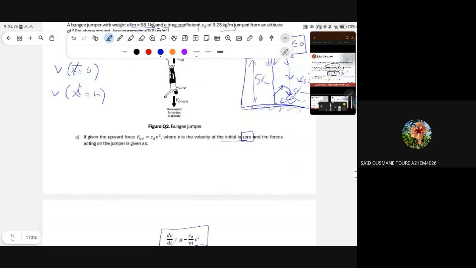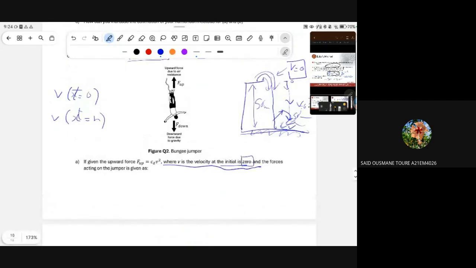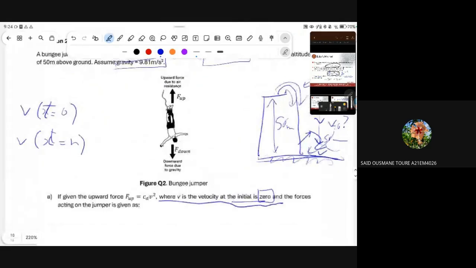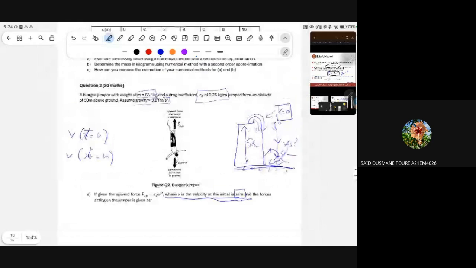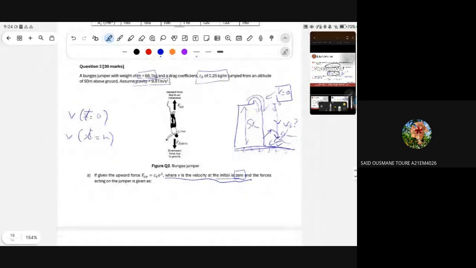So they say V is the velocity, at the initial is 0. So what do you mean by initial? The initial time. The initial altitude is 50, so they cannot say that. They will say initial time. Understand? Is it clear to everyone? He drops at T0. T equals 0, he drops. And then T equals T final. He arrives at the peak. We don't know which velocity this is.